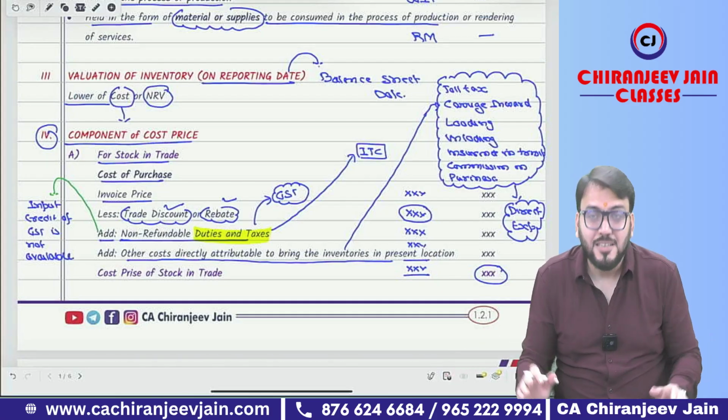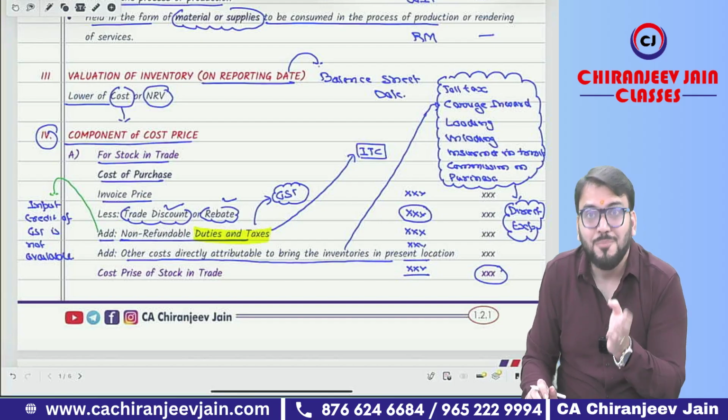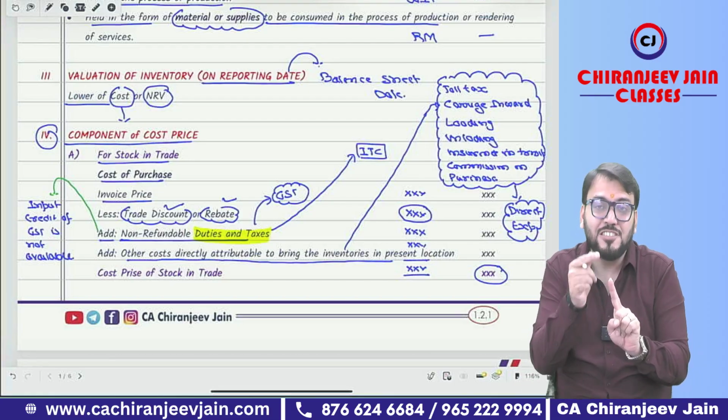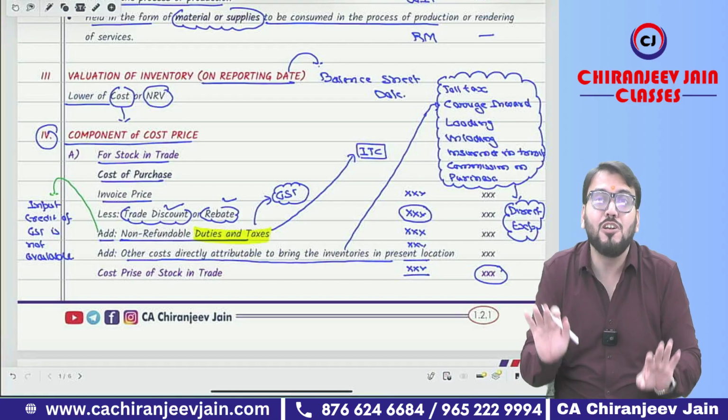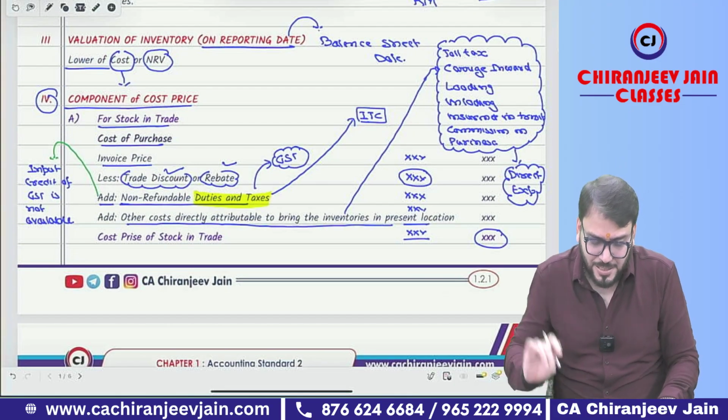Understood? Correct. And from childhood, you know one point, that trade discount will not be recorded, cash discount will be recorded. Why is cash discount recorded? Because that is not deducted from the invoice price. Trade discount is deducted, therefore there is no need to record it. Okay, sir. I think done.